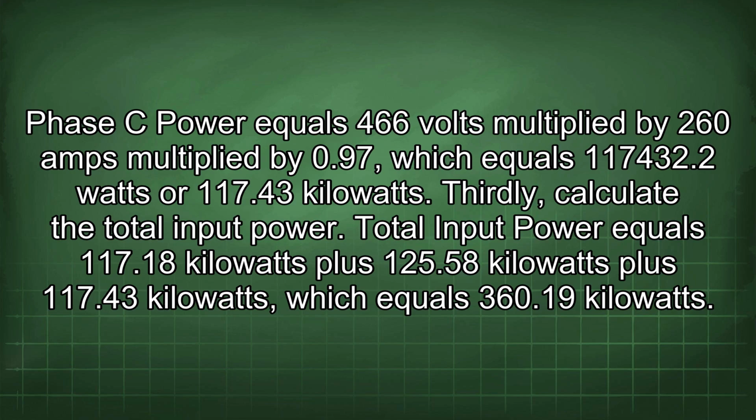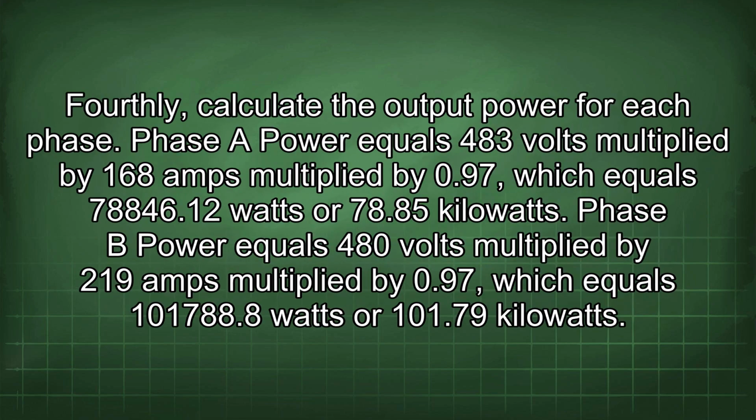Total input power equals 117.18 kilowatts plus 125.58 kilowatts plus 117.43 kilowatts, which equals 360.19 kilowatts. Fourthly, calculate the output power for each phase. Phase A power equals 483 volts multiplied by 168 amps multiplied by 0.97, which equals 78,846.12 watts or 78.85 kilowatts.